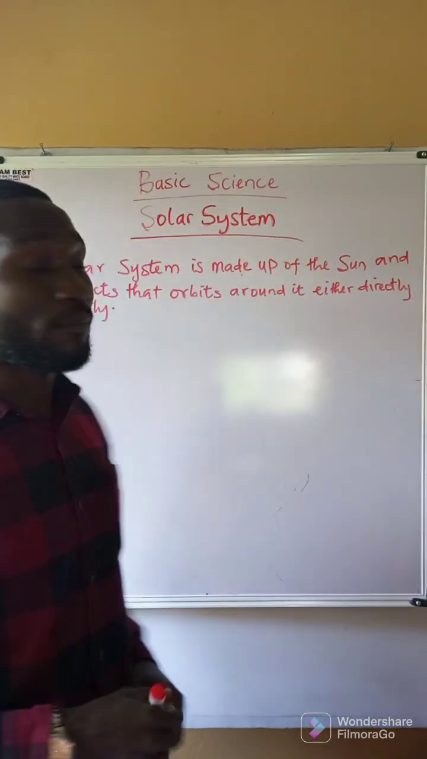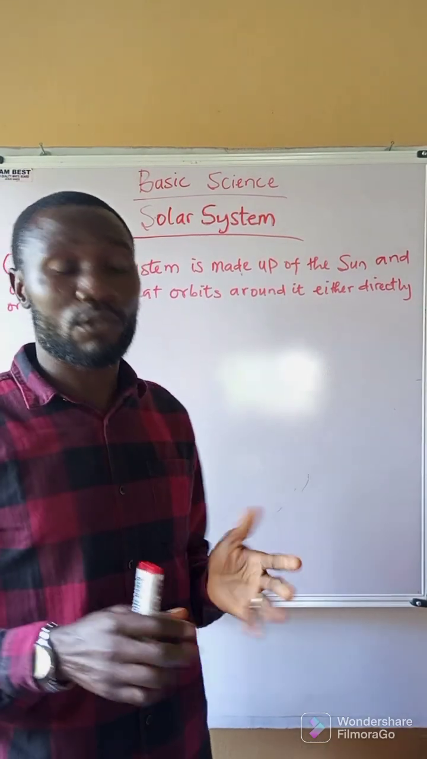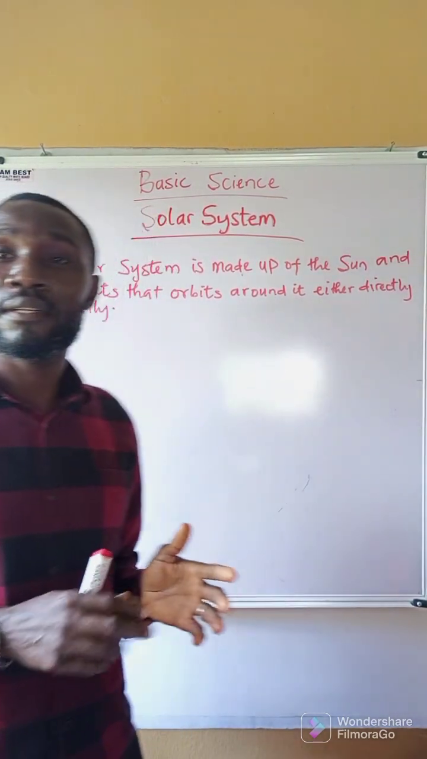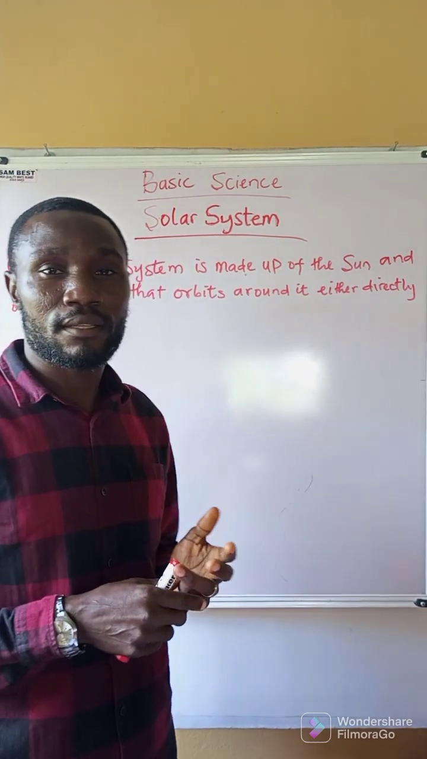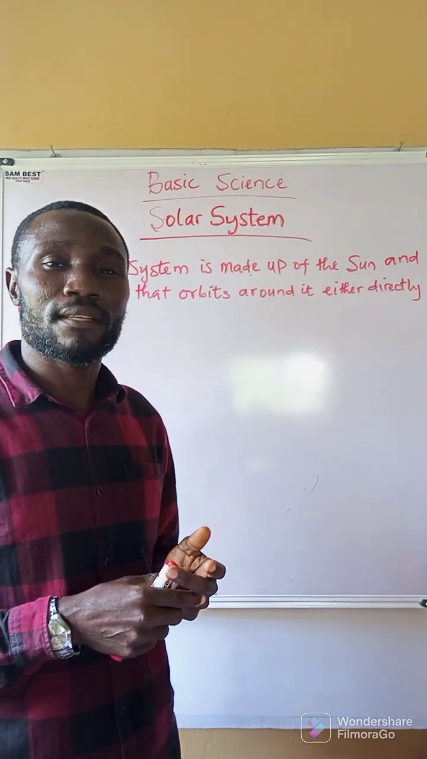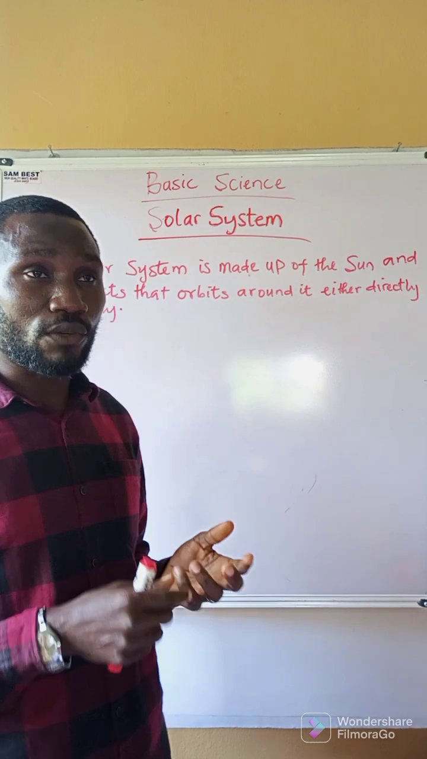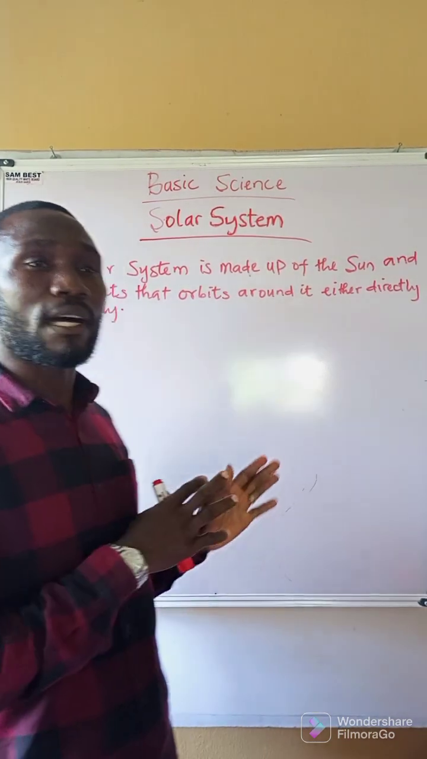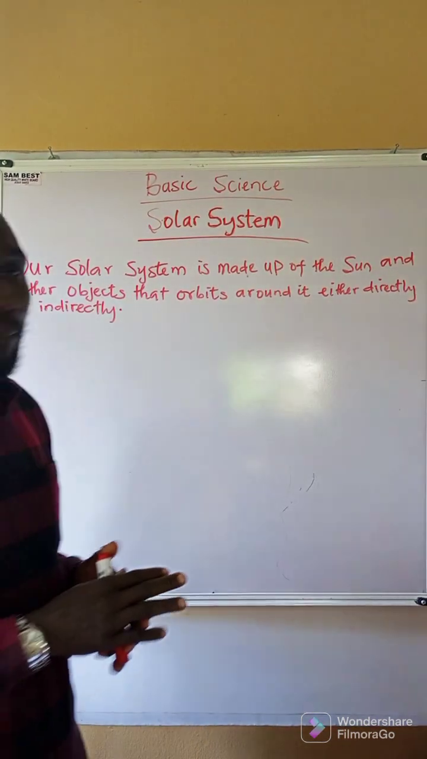Today we'll be taking basic science, and under basic science, we'll be looking at our solar system. In there, we're going to talk about the components, which are the planets. These are the key things that we need to know: the components that make up our solar system.